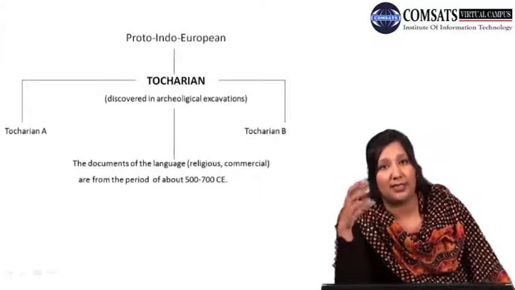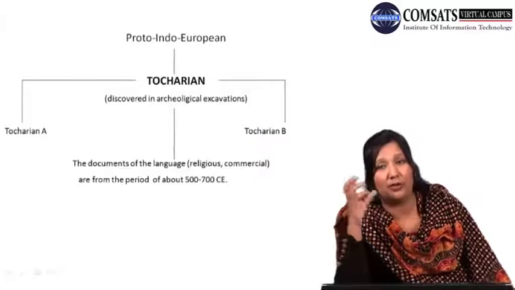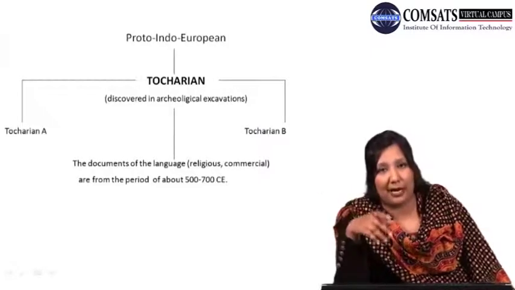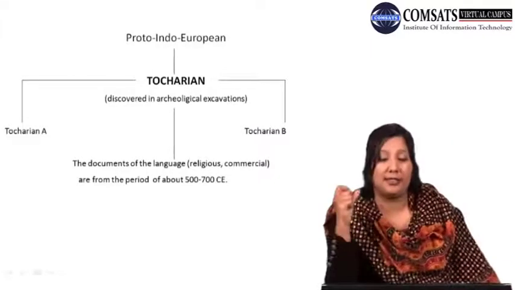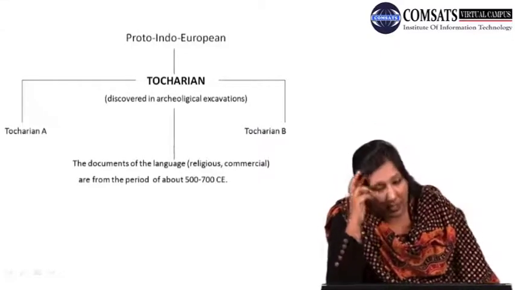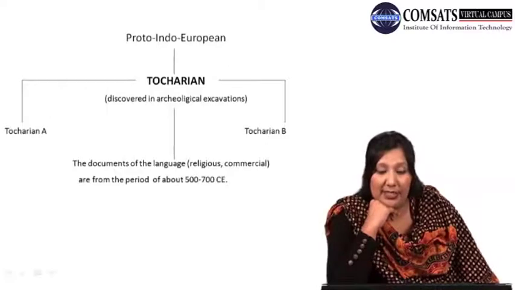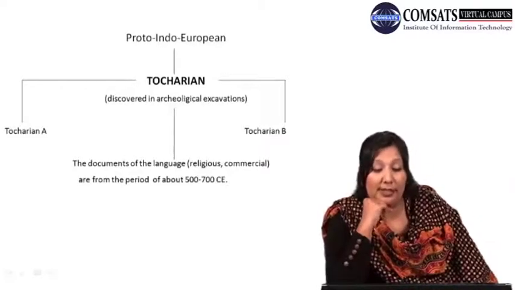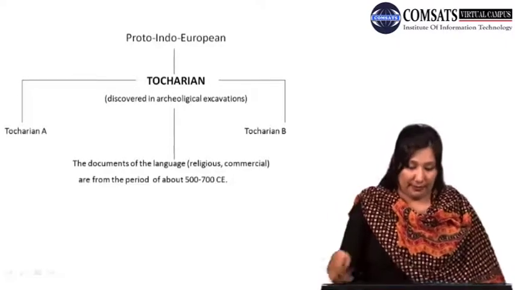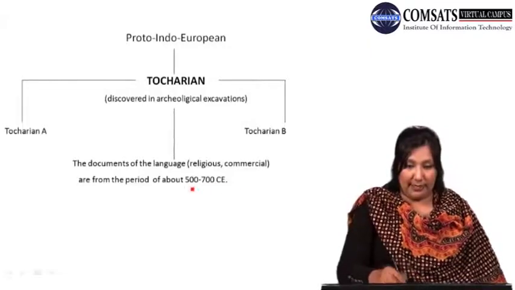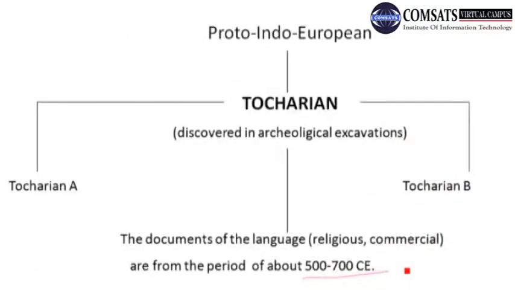We were saying that most of the languages and their sub branches are divided according to regions, for example East, West, North and South, whereas the divisions of the Tocharian language are Tocharian A and Tocharian B. The documents of the language, religious and commercial, are from the period of about 500 to 700 CE. So it means that we are finding some documentary evidence of this language.